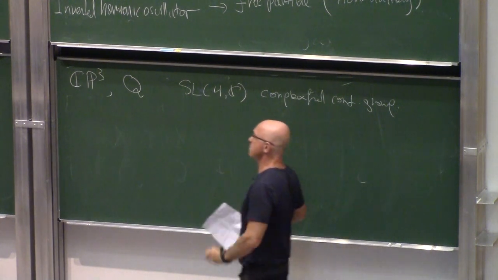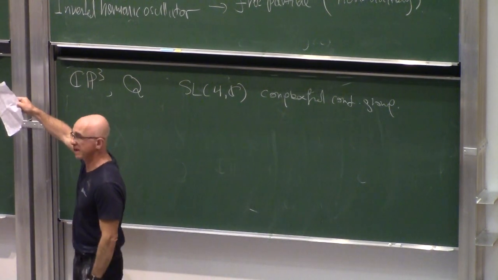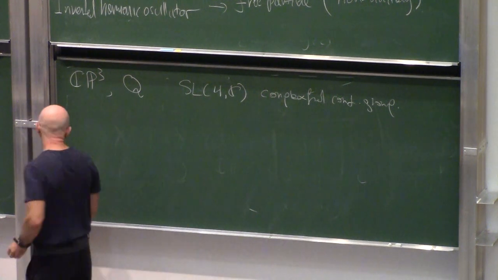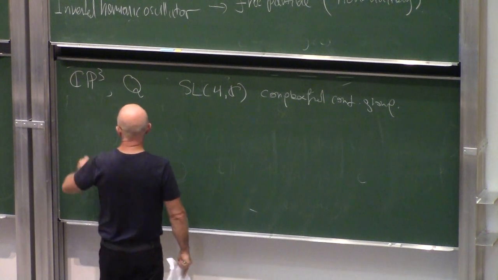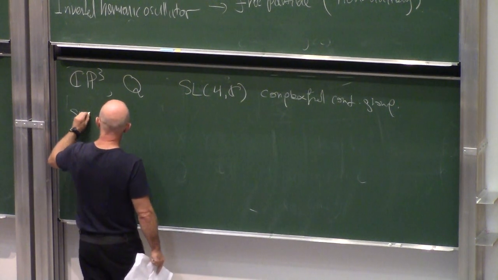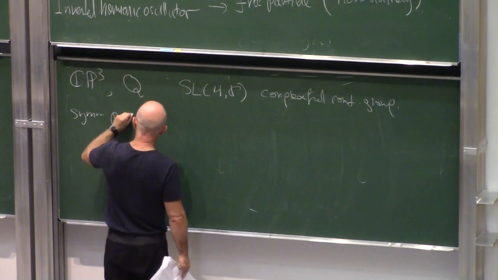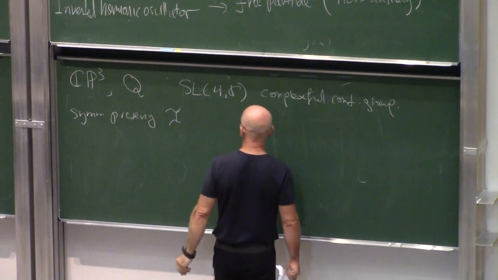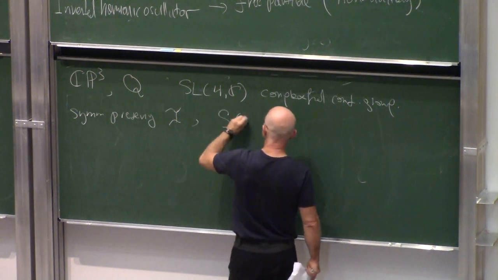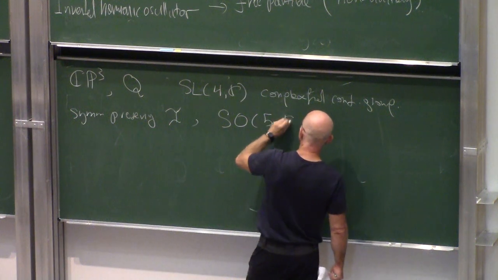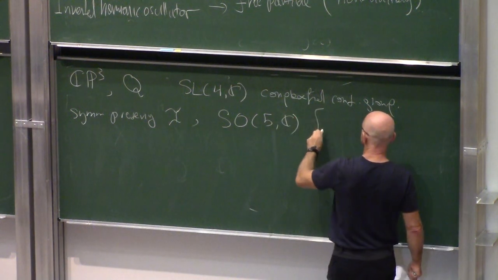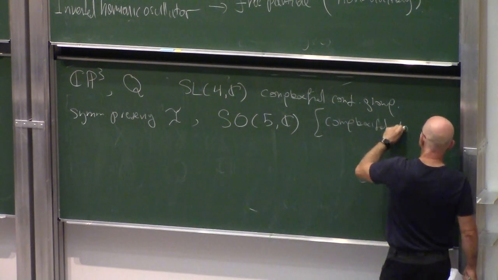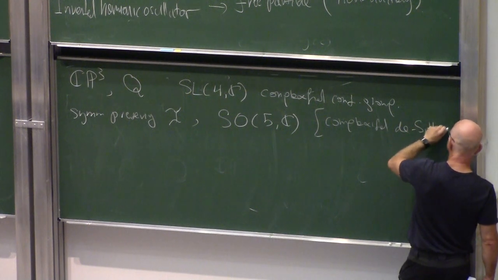But you see, I made a choice here. I picked this point I, so I need to now look at the subgroup of SL(4,C) which preserves this I. So the symmetry group preserving I is a certain subgroup of SL(4,C), which you find to be SO(5,C), and that's a complexified de Sitter group.